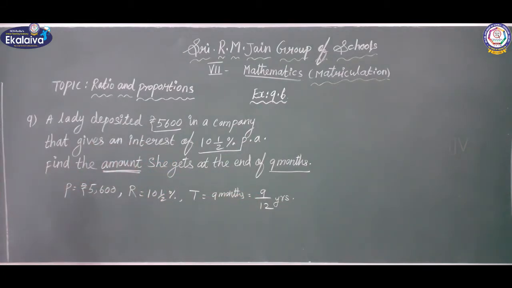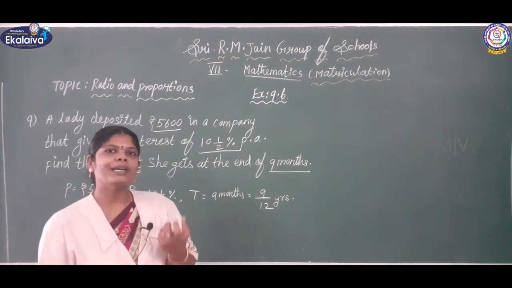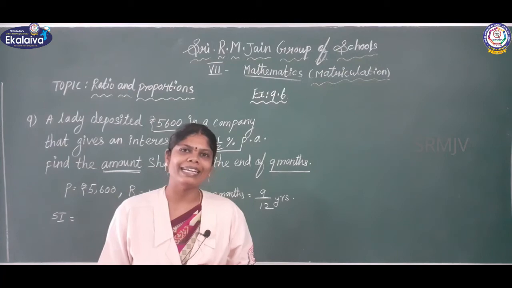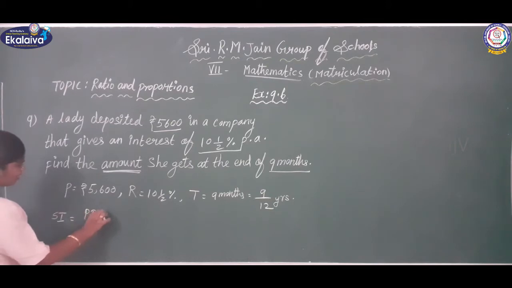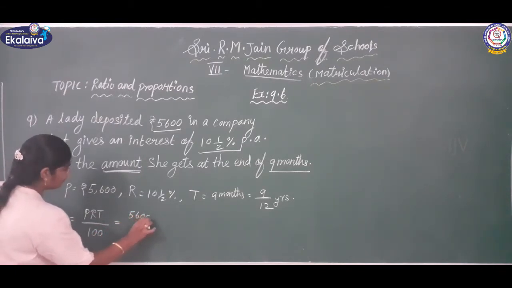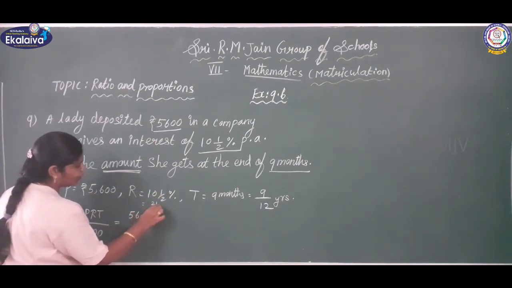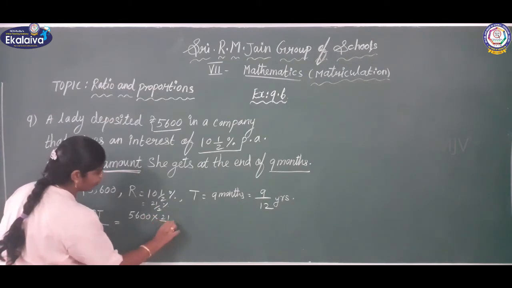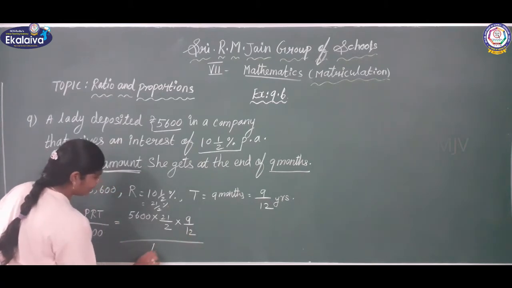Okay. So simple interest equal to, first we need to find out the interest, after that we are going to find the amount, because the amount equal to principal plus interest. So we need the interest value. Okay. So simple interest equal to PRT by 100. So here you substitute the value. 5,600 into, just convert this, 2 tens are 20, 20 plus 1, 21/2 percentage. So 21/2 into time 9/12 divided by 100.